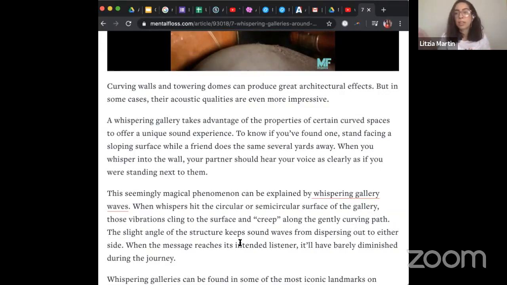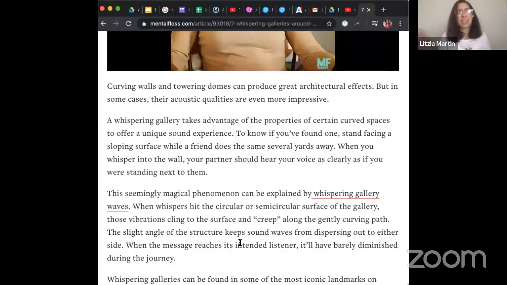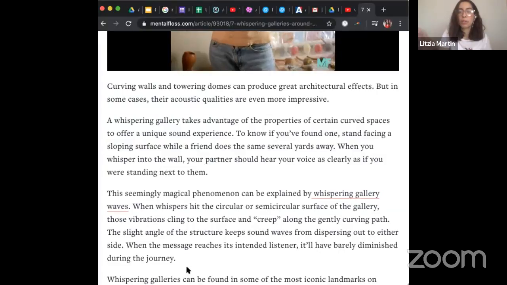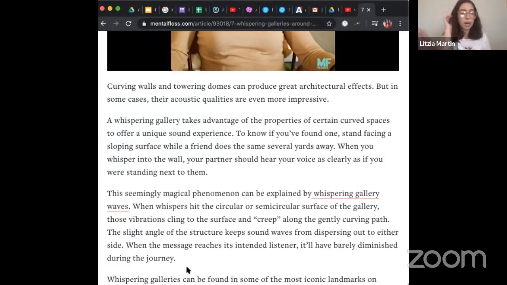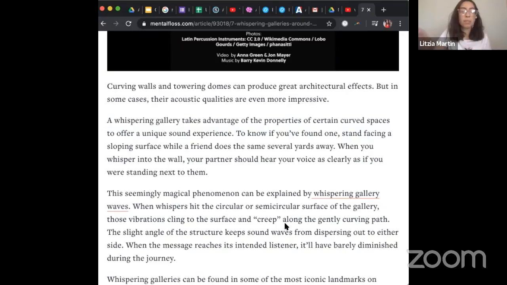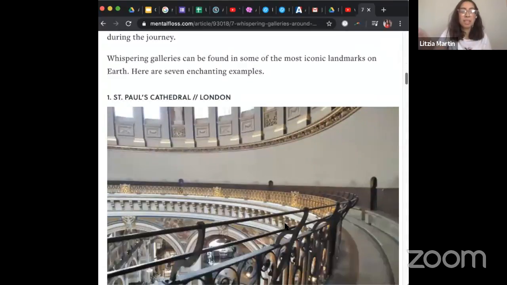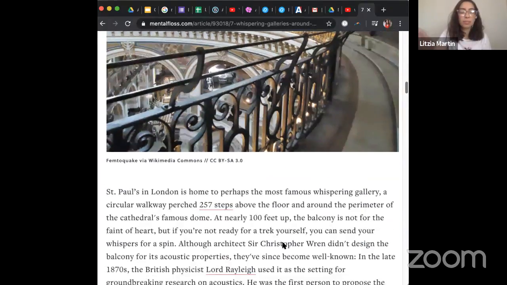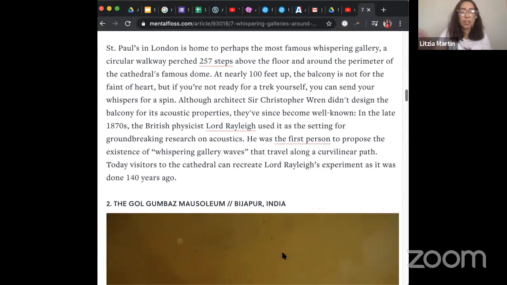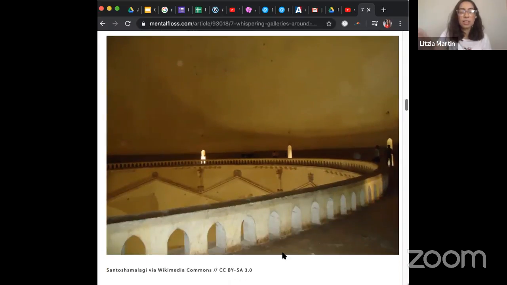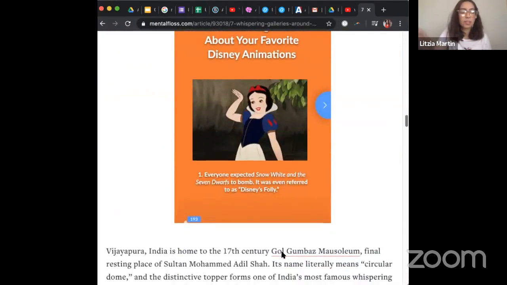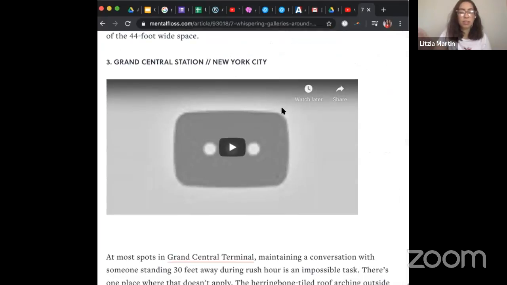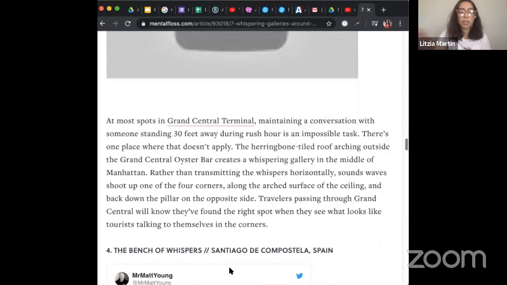I've actually never been in a whisper room, I don't think. I wish I had. But maybe some of you have before. You didn't even realize you were inside of an ellipse. So these are some examples. St. Paul's Cathedral in London. In India. Grand Central Station. Maybe some of you have been there before.